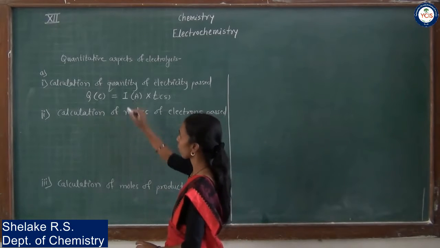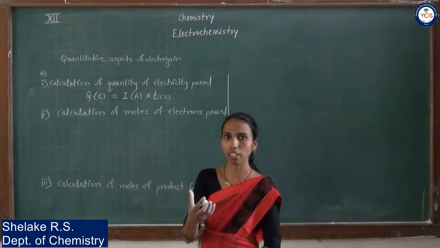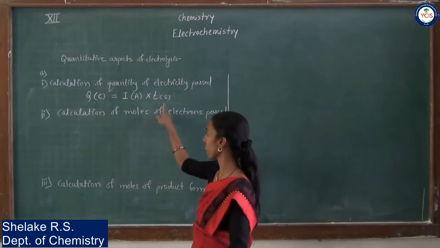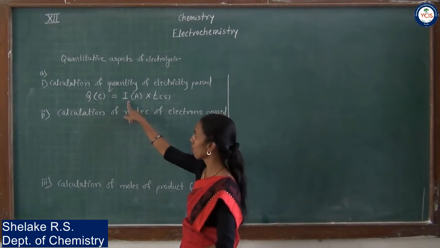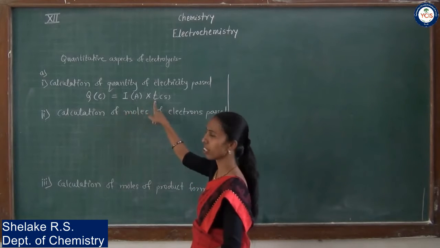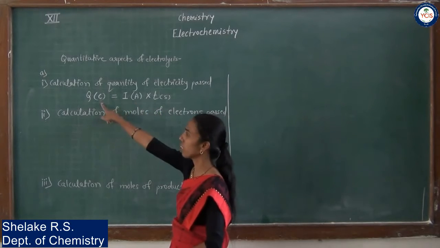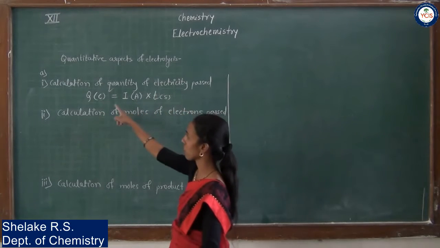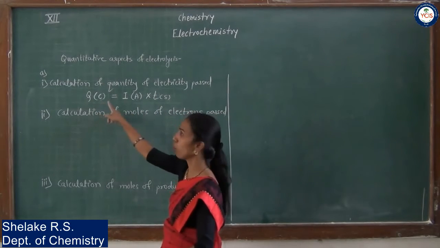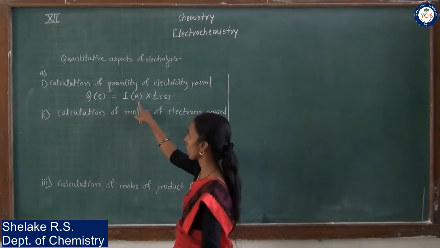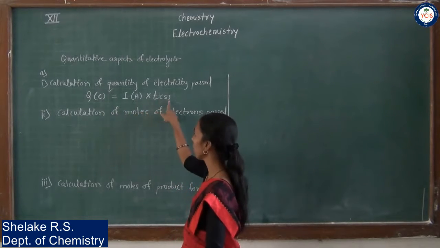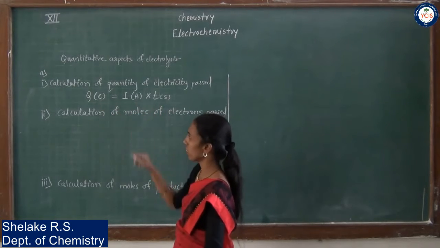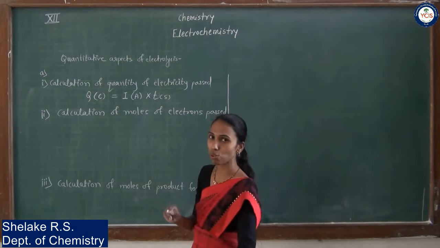Suppose we are passing I amount of current through the solution for time t in seconds. The product of electric current and time is the amount of electricity. So this is the quantity of electricity passed, Q, which is taken in coulombs, current in amperes, time in seconds. So Q is equal to I into t, which is the electricity passed through the solution.